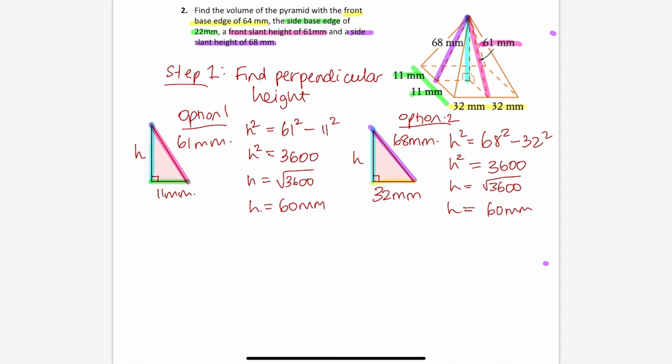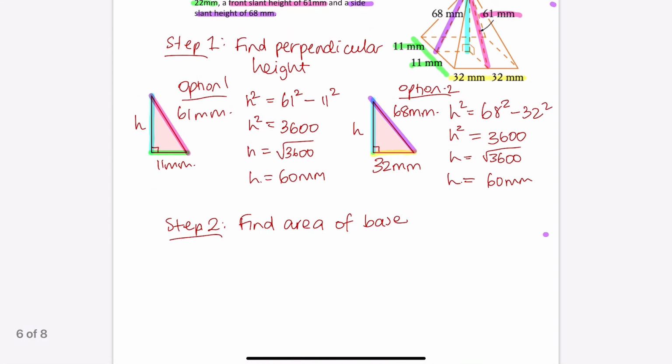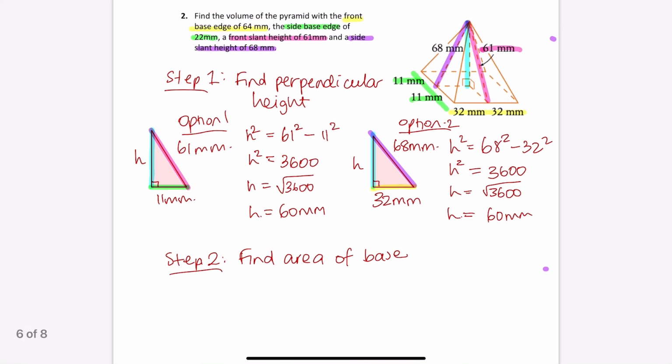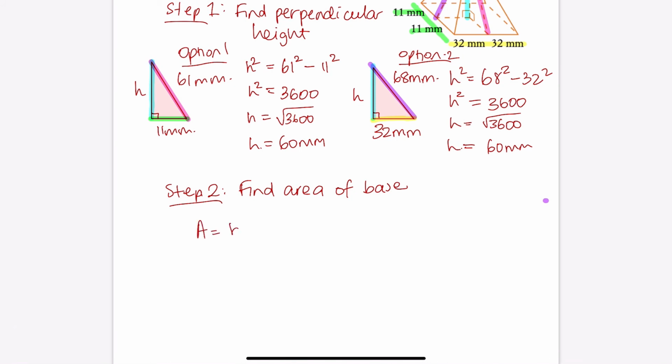Okay, so the next step, step 2, is to find the area of the base of the pyramid. Okay, so the area of the base is a rectangle, okay, with side lengths of 22 millimeters and 64. So the area of the base is base times height, which equals 64 times 22, okay, and that equals 1,408 millimeters squared.